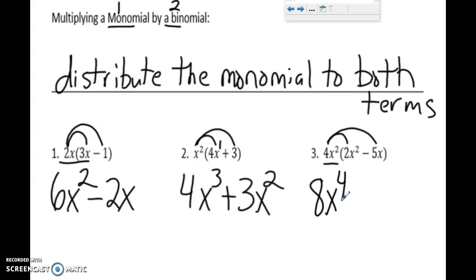And go ahead and do that again. Pass it along. Negative 20 x squared times x, x to the 3rd power. Okay? So there you have it.